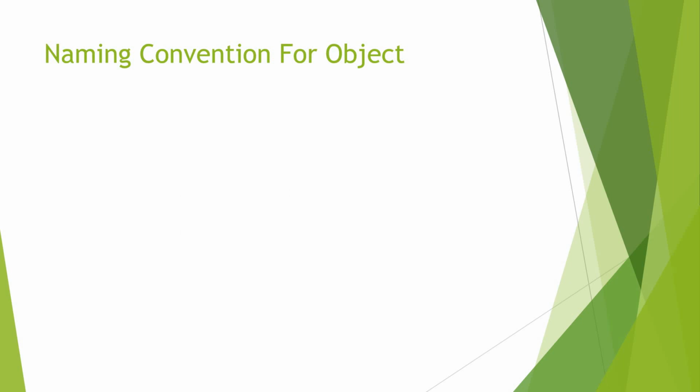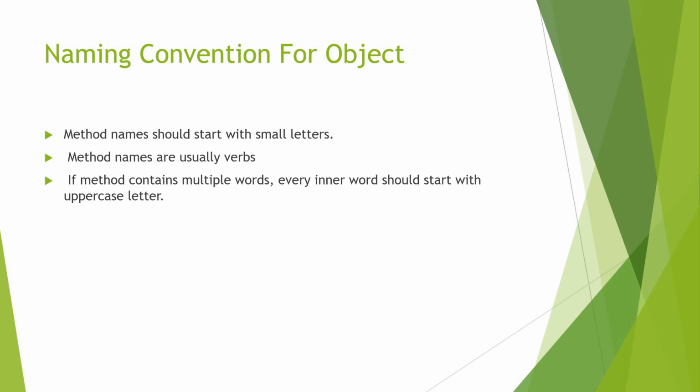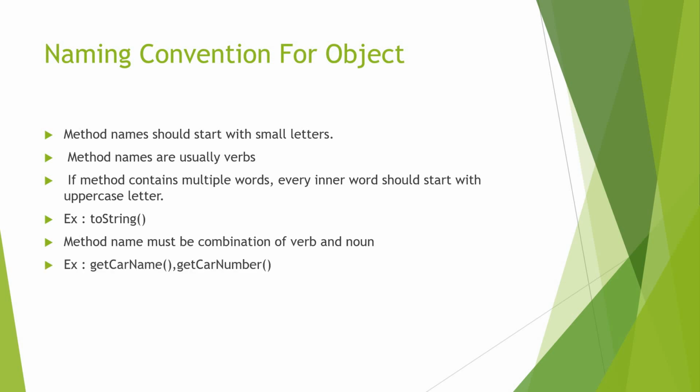Now the naming convention. A method name should start with a small letter. Method names are usually verbs. If a method name contains multiple words, every inner word should start with an uppercase letter. Understand with an example, let's say toString. A method name must be a combination of verb and noun, let's say getCarName, getCarNumber.